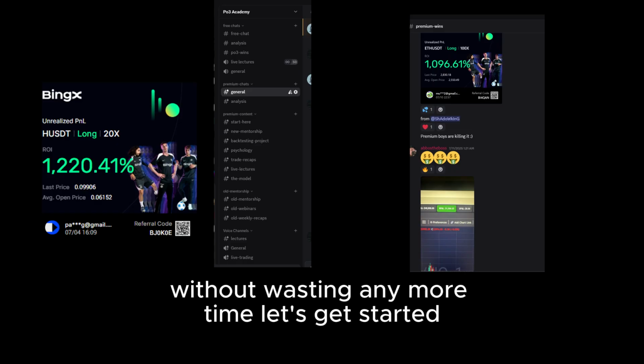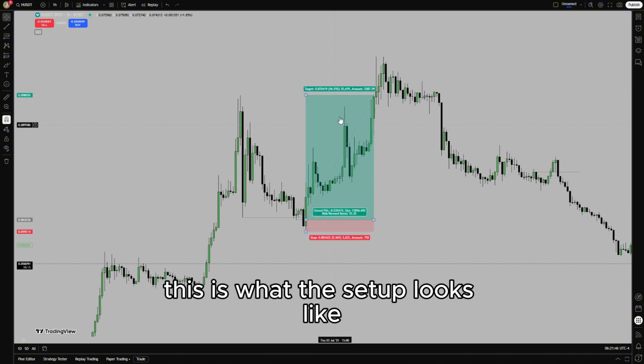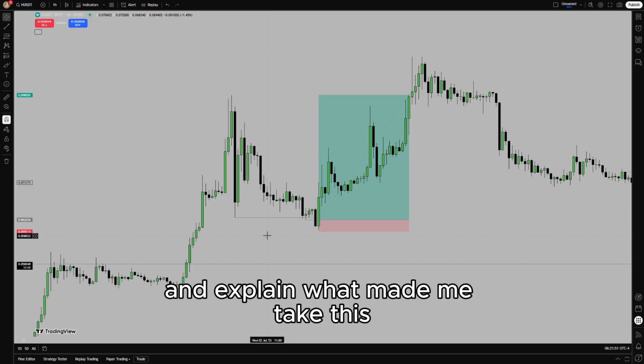Without wasting any more time, let's get started. So here we are on the charts. This is what the setup looks like on the higher time frame. Now let's go on the lower time frame and explain what made me take this.